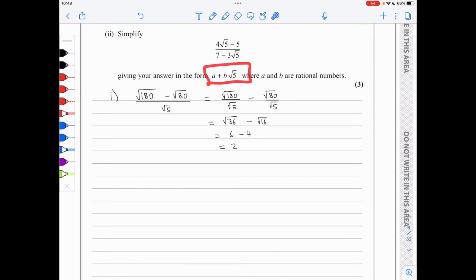In II, we need to simplify this fraction here, giving our answer in the form a plus b root 5, where a and b are rationals. We've got 4 root 5 minus 5 over 7 minus 3 root 5. We will multiply by 7 plus 3 root 5 over 7 plus 3 root 5. Reminder here that what we are doing is that we are setting up a difference of two squares in the denominator so that we can get rid of the roots in the denominator.